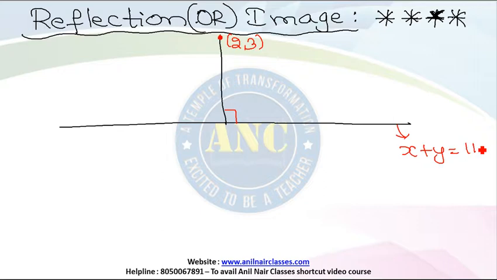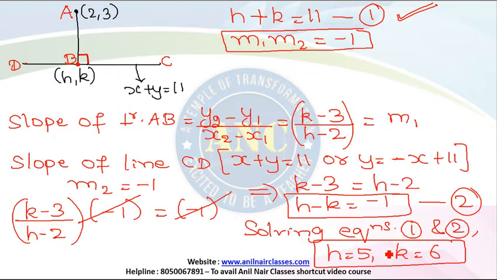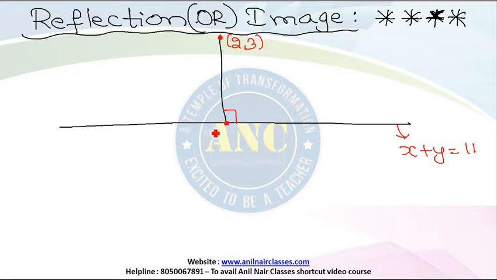x plus y is equal to 11. That means onto that particular line x plus y is equal to 11, from a point (2, 3), I am dropping a perpendicular, and that perpendicular will have a foot. That foot of the perpendicular I want to find, and from the previous problem, how much did I get, sir? h value is 5, k value is 6. I got the foot of the perpendicular as (5, 6).